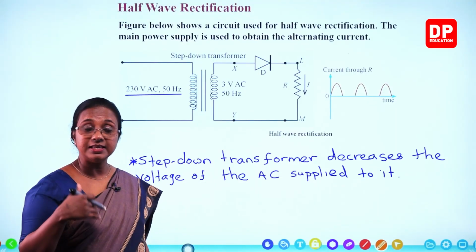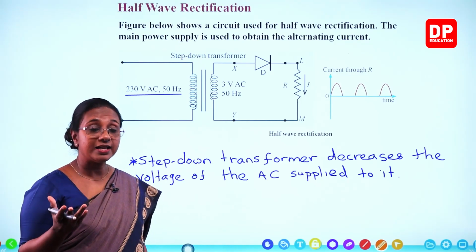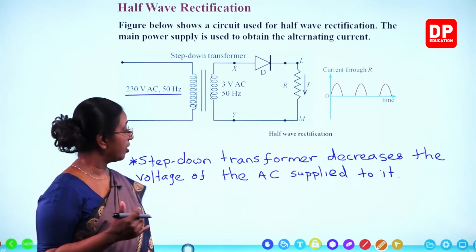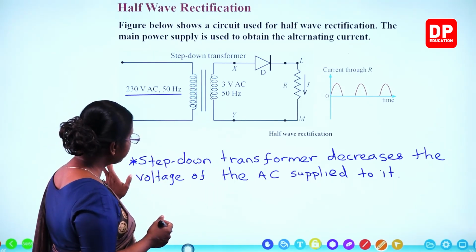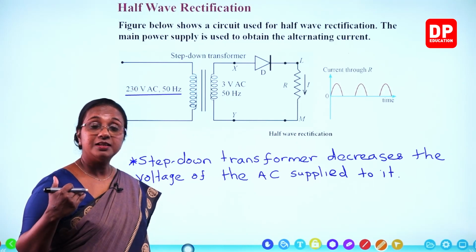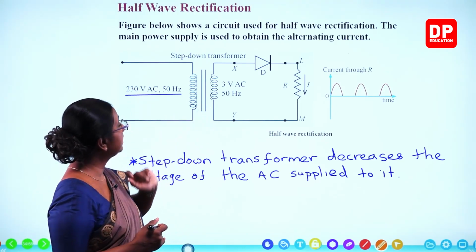You will be discussing transformers in the coming lessons for y'all. When I discuss electromagnetism with y'all, I will discuss the function of transformers. So here step down. So that means reducing, stepping down. So the potential difference decreases.